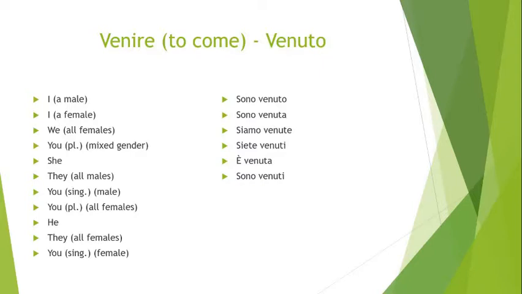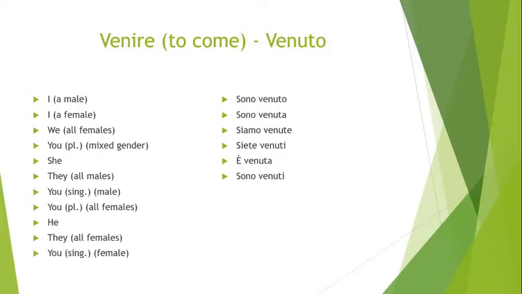And by the way, I know that sono is the same for I and for they, right? But don't worry about that. You're never going to mix it up when you're doing this, because if it's a singular ending, venuto or venuta, you know it's I, right? And if it's venuti or venute, you know it's they, right? Because you can't have a plural with I, because I is singular. I hope that makes sense.